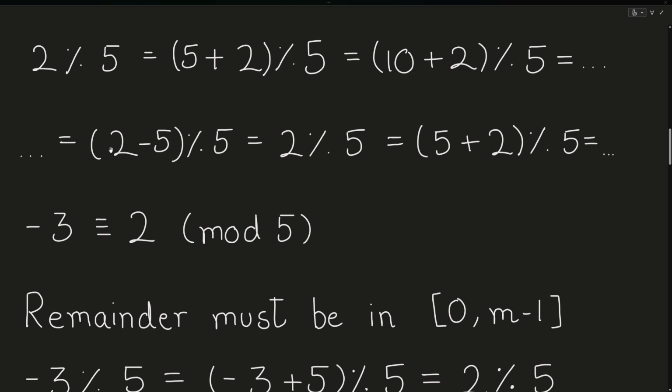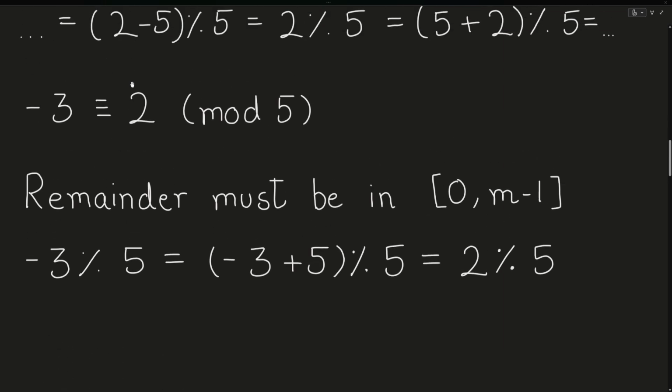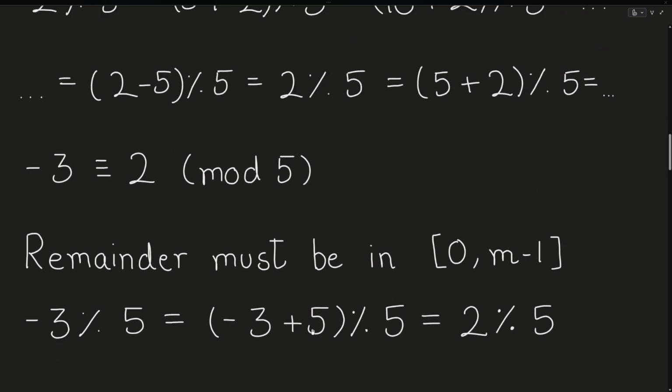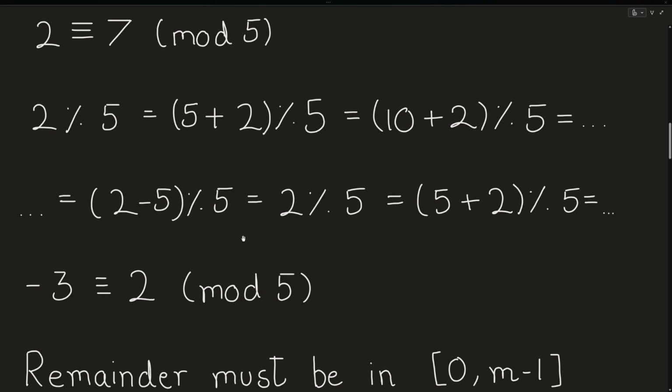Let's consider (2 - 5) mod 5. We get -3 is congruent to 2 mod 5, but remainders must be positive. We can't have a negative remainder. It needs to be in the range 0 to m - 1, where m is the modulo. So to fix this, we simply just add m to the negative till it becomes a positive. So here we can see that -3 is converted to positive by just adding 5. So now it's 2 mod 5. This is consistent with the result we got above.